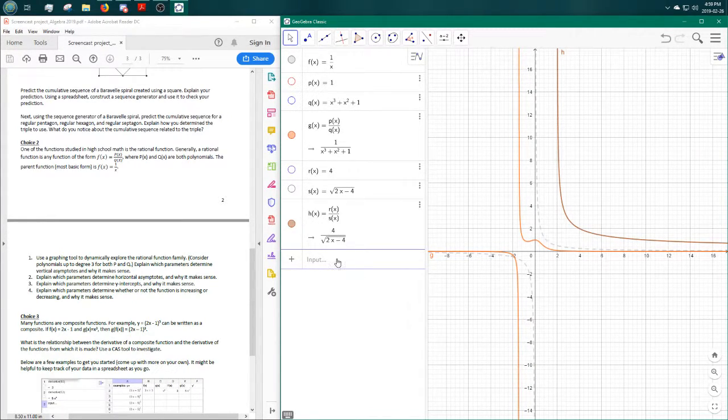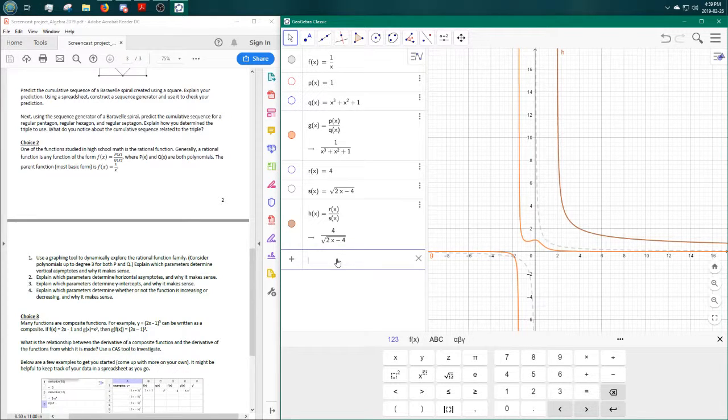To figure that out, let's take the same function from before. I'm going to change this from 4 to 3 and see what happens. It looks like it didn't shift. Let's try 1. Let's do something drastic. It looks like it went down.